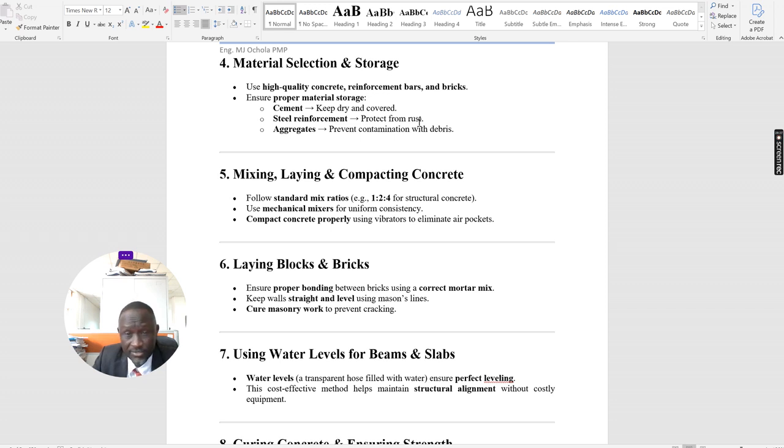So at the end of it all, we need to make sure these reinforcements are free from rust. They should not be cracked. They should be straight, so that when you're cutting and bending, you don't have any kinks. So that is important. Protect it not only from rust but also from cracking and other things, even from excessive heat. You don't need to put any fireplace near your reinforcement bars, so that you maintain the factory condition. Aggregates, prevent contamination with debris. Also, normally for good aggregate, they always talk of what they call chipping bays.